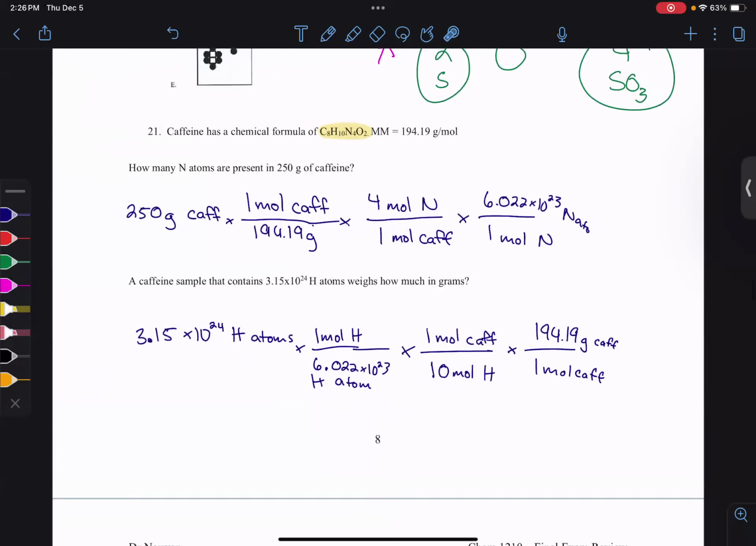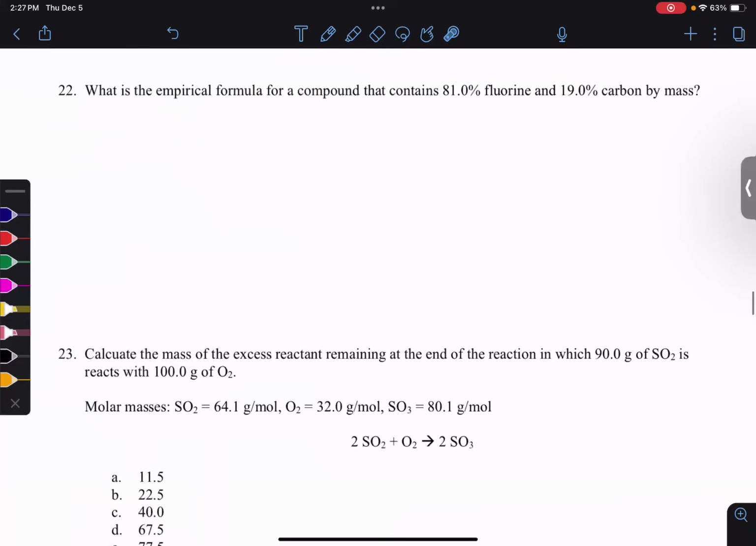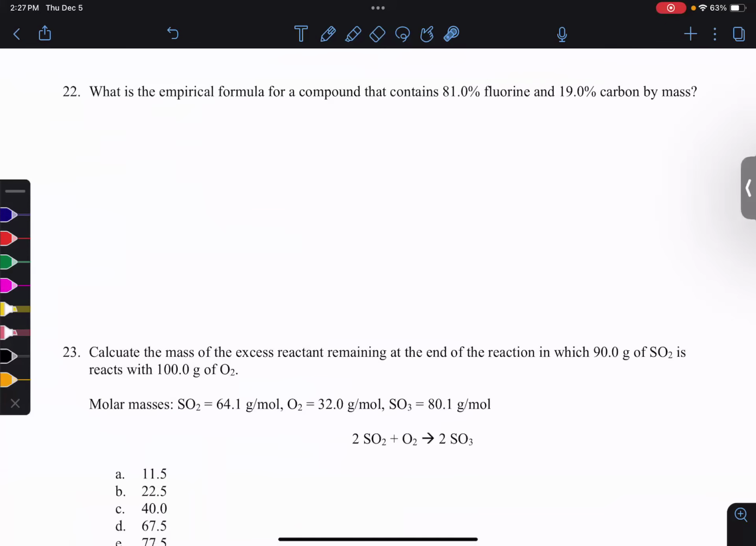So 21, we gotta make it to 25 or something. Okay, what is the empirical formula for a compound that's that and that by mass? What's our strategy here? When given percentages, what are we gonna assume? 100 grams, because then those percentages just become gram amounts. So we have 81 grams of fluorine, 19 grams of carbon. We're gonna use molar mass and just convert that to moles.